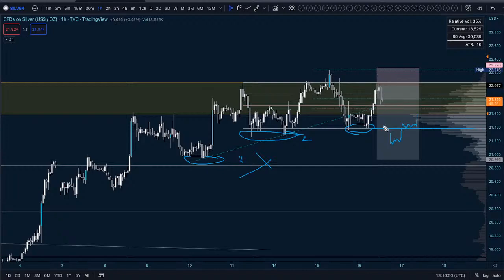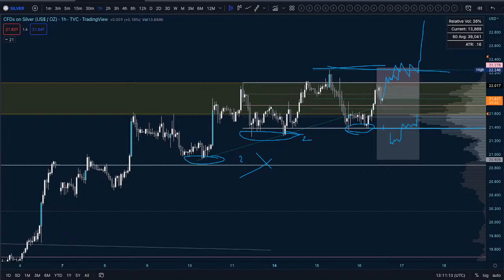I'm not trying to be right. If it starts reclaiming this, I may even cut it sooner. Because for me, there is no reason for it to go up. If it comes there, maybe it wants to go up and I should be longing instead. Not shorting.